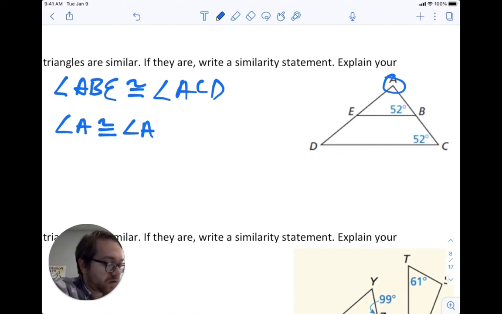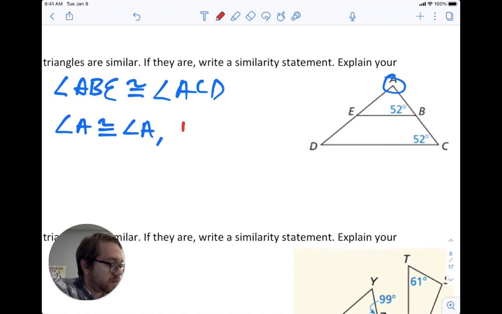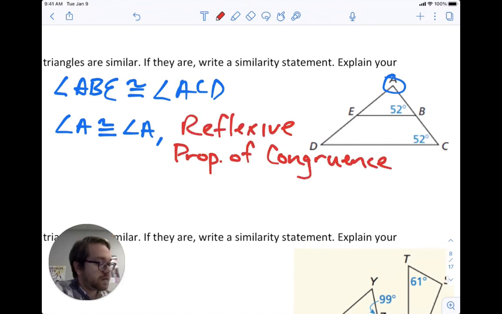And if you remember from our second unit, we talked about this. This is because of the reflexive property of congruence, because A is congruent to itself, right? That's what the reflexive property of congruence is saying. So now we've shown that these two angles are congruent to each other, and A, which is an angle in both the small and the larger triangle, is congruent to itself.